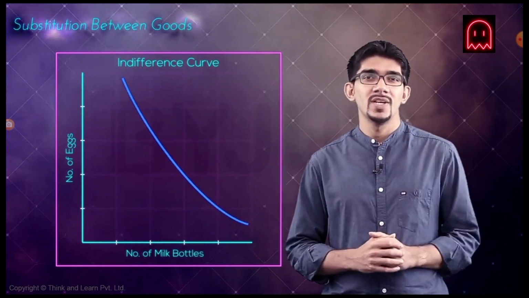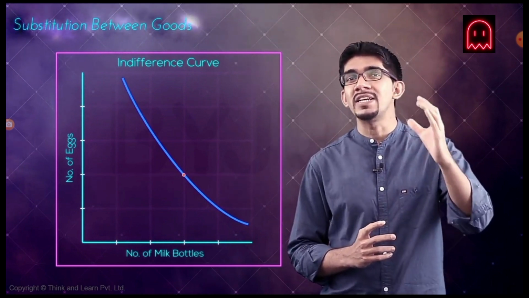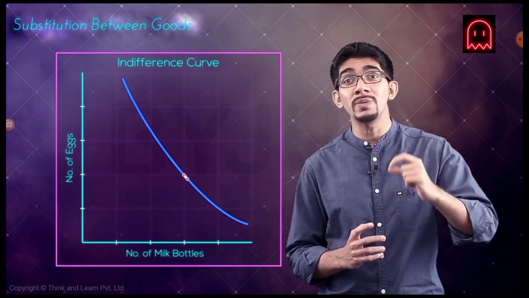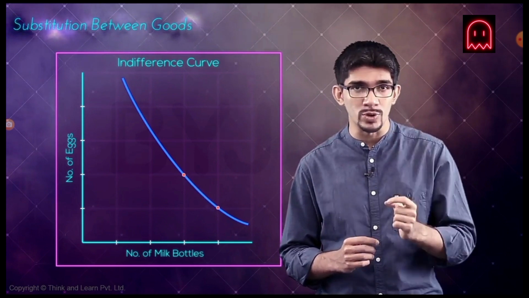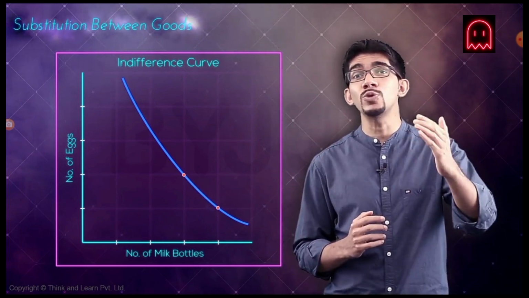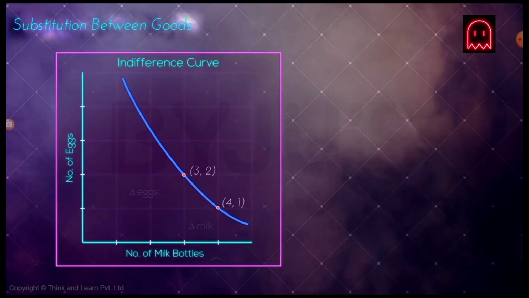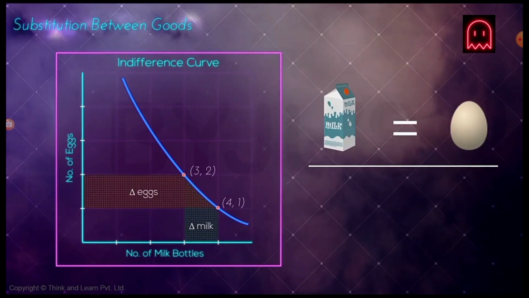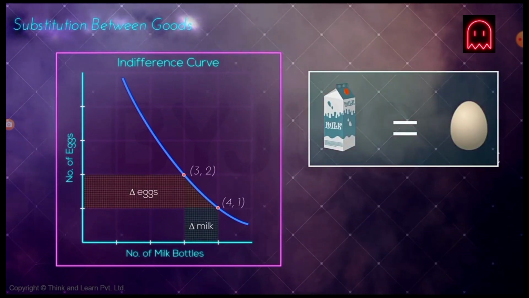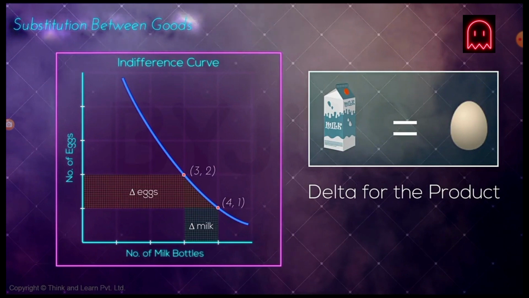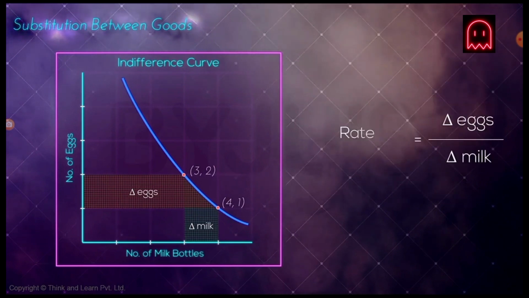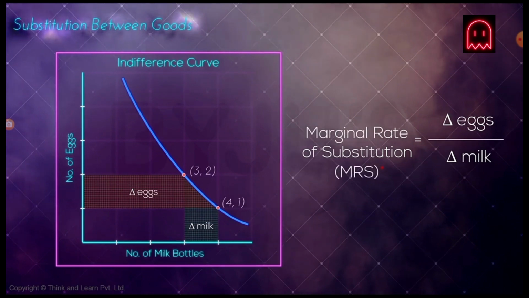We'll come to that. Crusoe can move from any point in an indifference curve to another point only by substituting at least one of the goods. Which means if he moves from 3-2 to 4-1, he has substituted one milk for one egg. This change in quantity is called delta for the product, and delta eggs by delta milk is called the rate of substitution between the two products. Or we can call it MRS, marginal rate of substitution, but only if we consider it per unit. That is, movement on the curve is only 1 unit at a time.